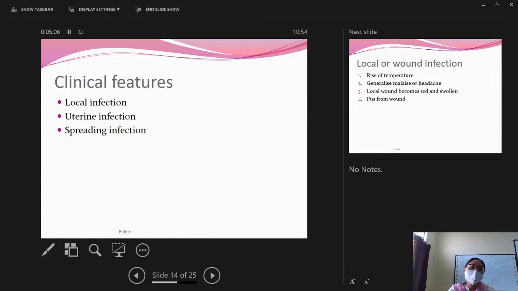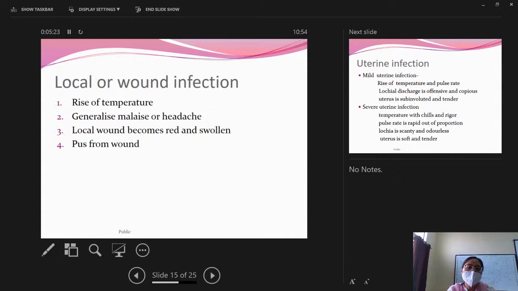Clinical features: if there is a case of puerperal sepsis, we need to identify it. So the clinical features are a must, we should know. If there's a local infection, how does it present? Uterine infection, how does it present? If it is a spreading infection, how does it present?